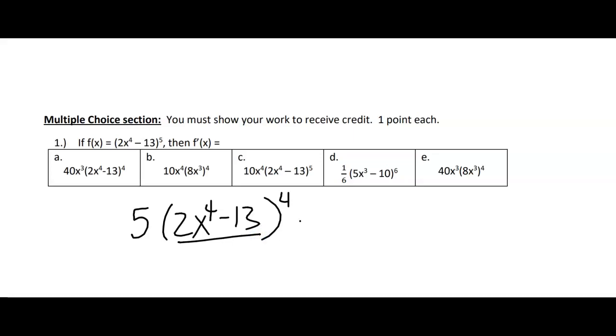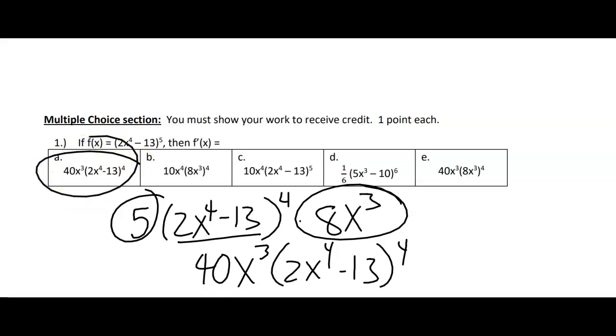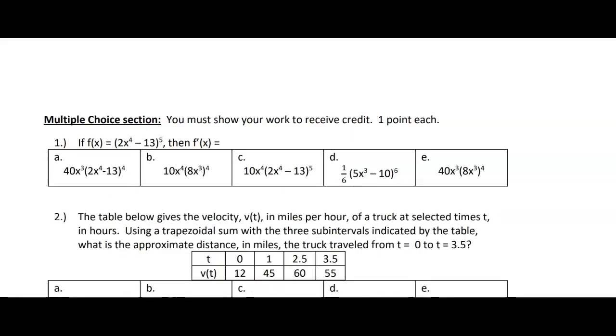So if I take the derivative of that inside, 2x to the 4th would become 8x cubed, and the 13 just goes away. And then finally, if I just multiply these two things together, I'm going to end up with 40x to the 3rd times (2x to the 4th minus 13), all to the 4th power, and that would be this guy right there. Okay, now I know this may not be your version of the test, but that's okay. Every question is a similar type of problem, so that your problem would be done in a very similar way.